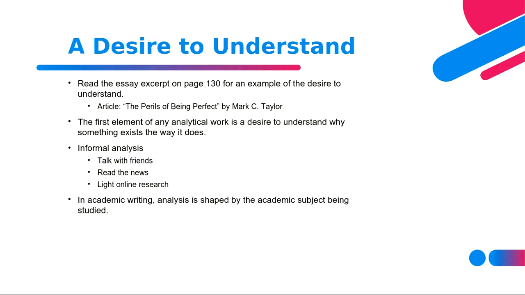In academic writing, analysis is shaped by the academic subject being studied. As you may recall, there were three academic fields that we went through a flowchart with. One of them was psychology, one was economics, and one was theater arts. So you got to see the process of starting with the field of study, and then you have the topic, then you have the specific element within that topic, and then finally the actual subject being analyzed for the essays. Okay.